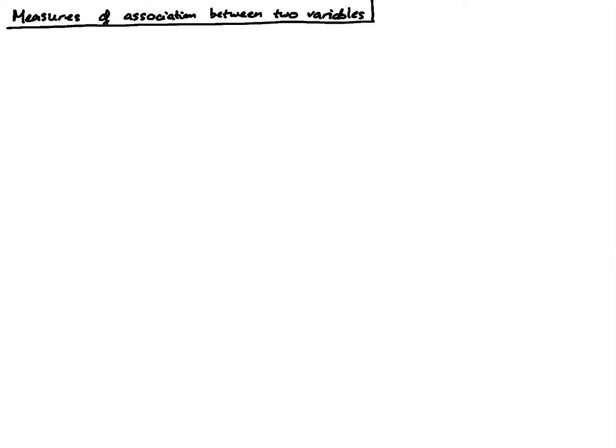Let's talk about the measures of association between two variables. And we'll start by discussing the covariance, which tells us how two variables are related. Now, how do we compute the covariance?